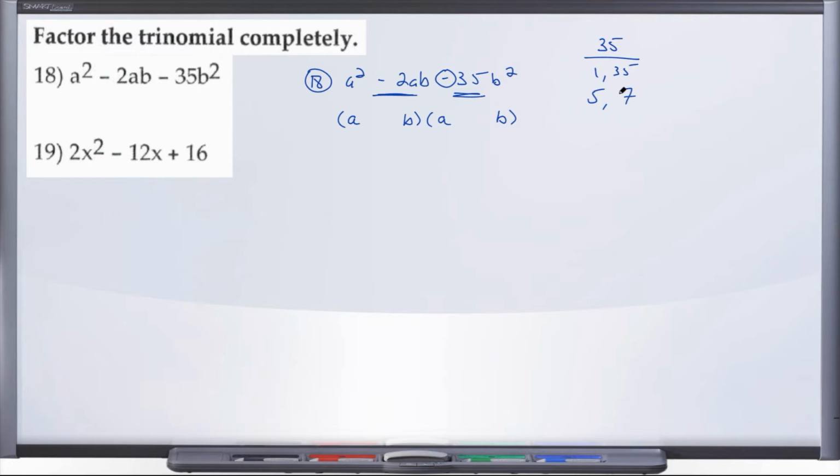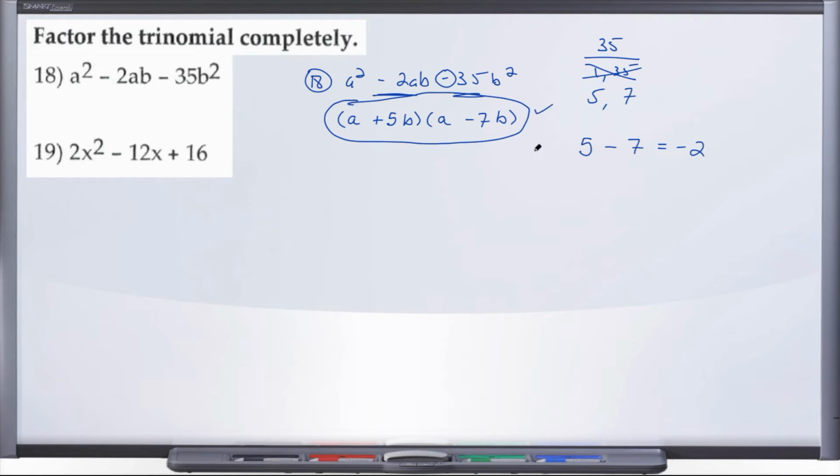So let's take a look. Can we, in some combination, subtract a 1 and a 35 to get to a -2? No, I don't think so. Can we, in some combination, subtract a 5 and a 7 to get -2? Well, yeah, we can, right? We can have a +5 minus 7, and that will give us a -2. So since our 5 is positive, let's do +5, and since our 7 is negative, let's do -7. And now we have our factors, don't we?